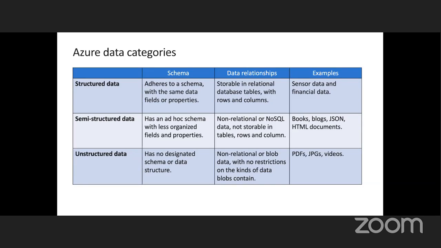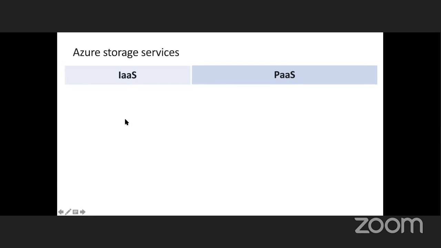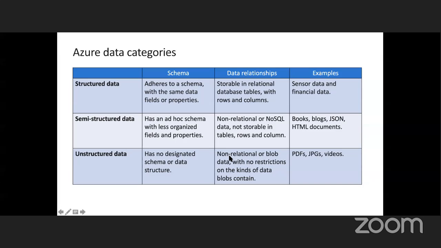And then we have unstructured data. They don't have a designated schema, right? And they don't have a data structure. There's no relational block, data with no restrictions on the kinds of data blocks contain. Examples of that, we have PDFs, JPGs, videos, all that. That's unstructured, right?